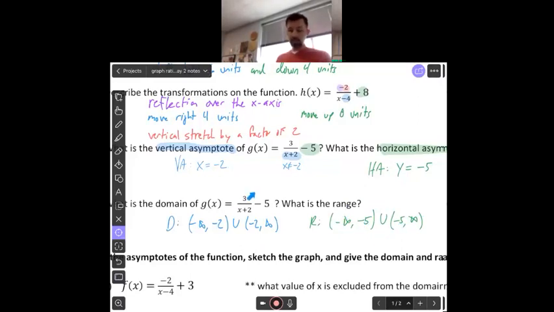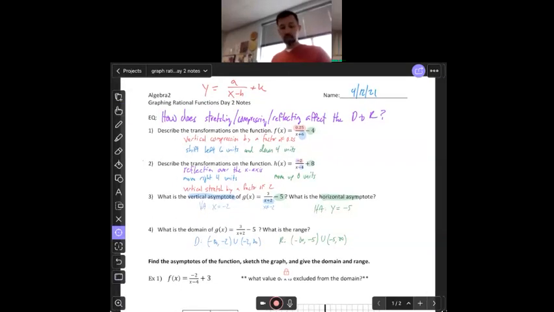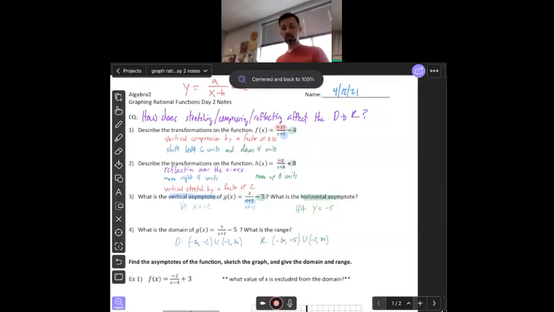So did that 3 stretch affect the domain and range at all? No. So short answer to the essential question is it won't. Okay, so all this stretching, compressing, reflecting will not change anything about the asymptotes or anything about the domain and range. So that's easy. Okay, but the asymptotes change because of the shifting, not because of the stretching or reflecting.